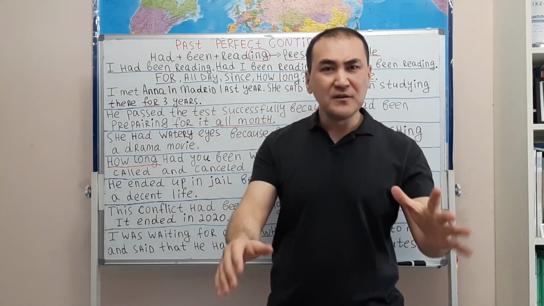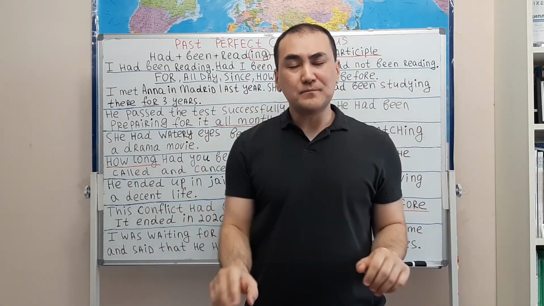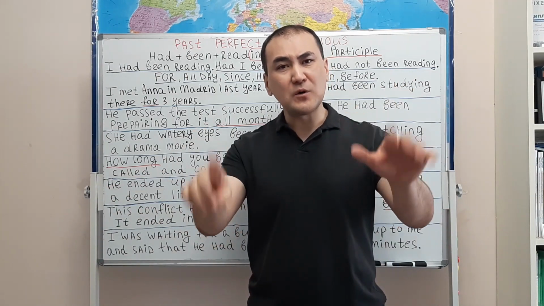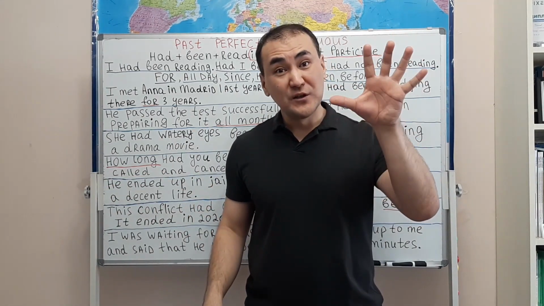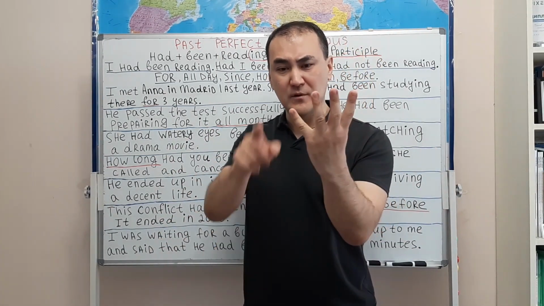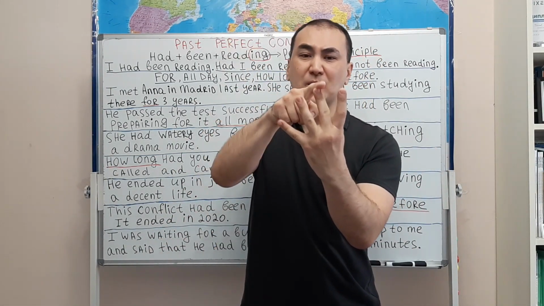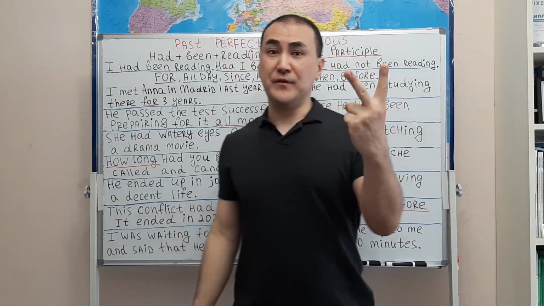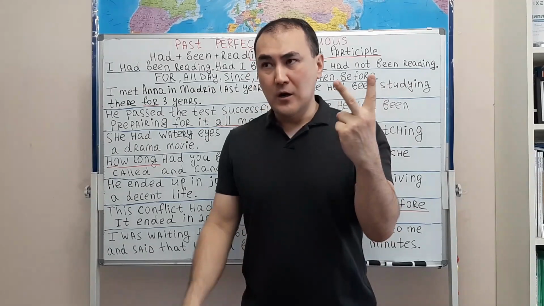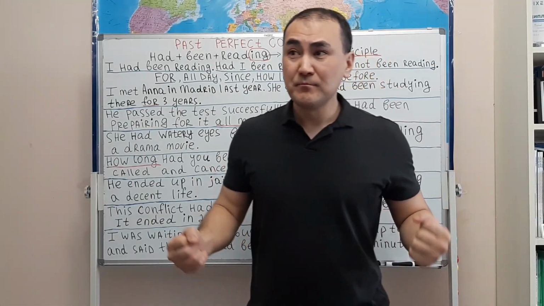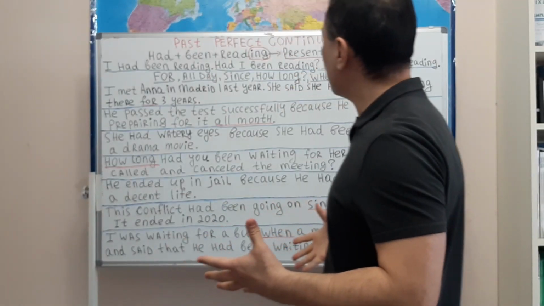So, in total, there are 12 verb forms in the English language, and 6 of them are related to perfect time. Okay? We're already familiar with 4 of them: present perfect, present perfect continuous, past perfect, and past perfect continuous. And the remaining 2, future perfect and future perfect continuous, we'll talk about another time. All right? Okay, so let's get back to past perfect continuous.